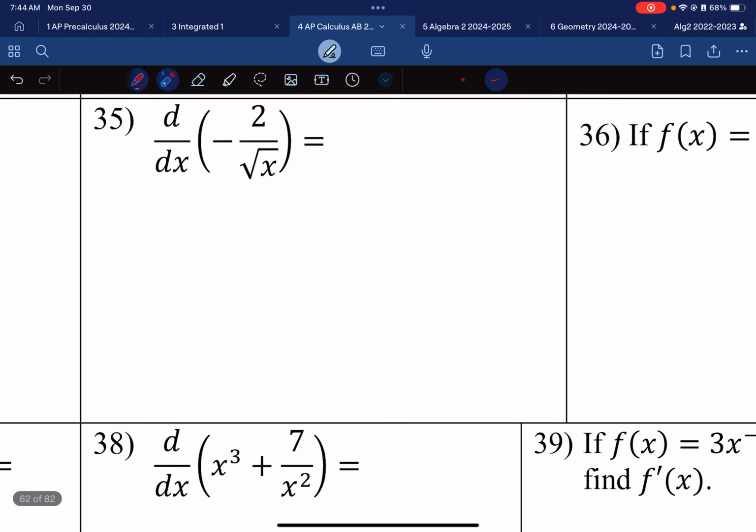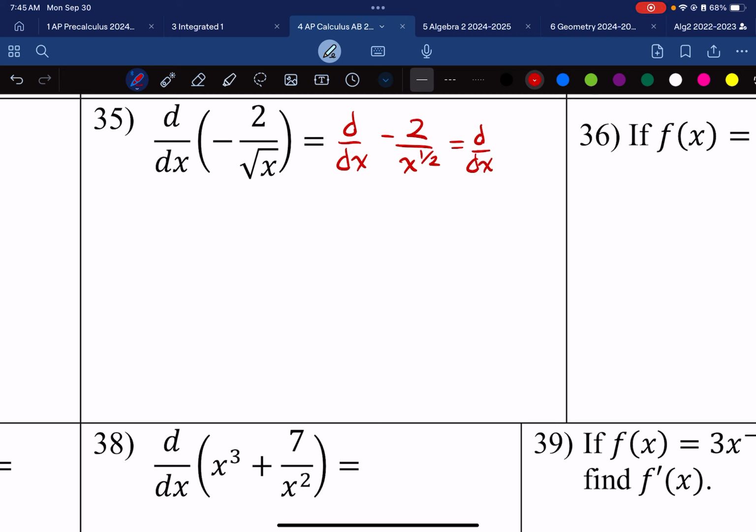Number 35, I've gone on enough tangents to not do this. Okay, so I can't take the derivative yet until I rewrite the form. This is going to be the same thing as negative 2 over x to the power of 1/2. And again, it's a fraction, so I need to not take the derivative yet, keep rewriting. This is going to be negative 2x to the power of negative 1/2. And now I can take the derivative.